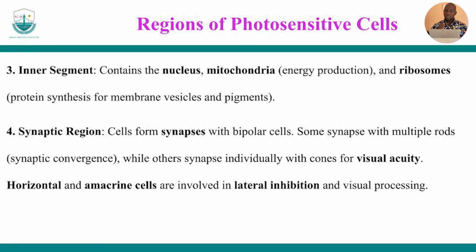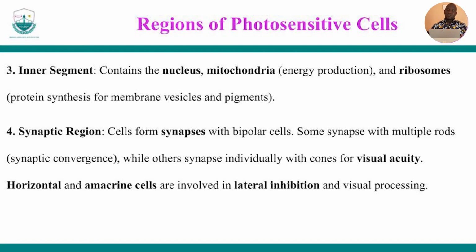So that means that the cones, since each cone is connected to one bipolar neuron, are very good at visual acuity. Visual acuity is the ability of the eye to distinguish between 2 close points. That is visual acuity. So the cones are good at visual acuity, whereas the rods are not very good because of that synaptic convergence.